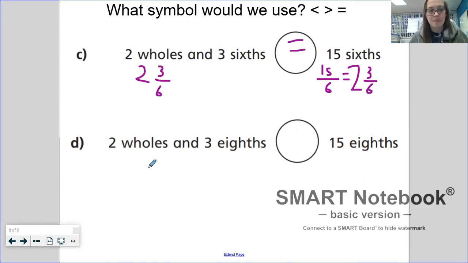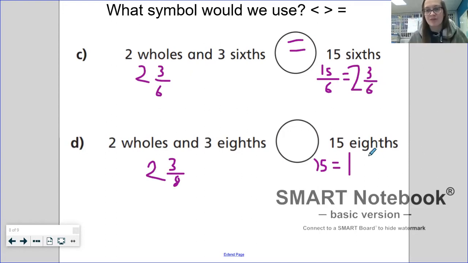What about this one? 2 and 3/8 and 15/8. Well, again, I'm going to count in 8s till I get to near 15. I also now won't get to 15 because it's not in my 8 times table. So 8, 16. Oh, I went too far. So I know it's got 1 whole in it. That gets me to 8/8.